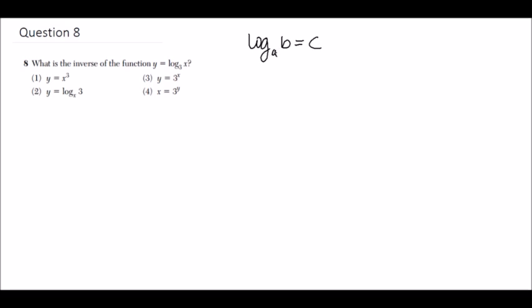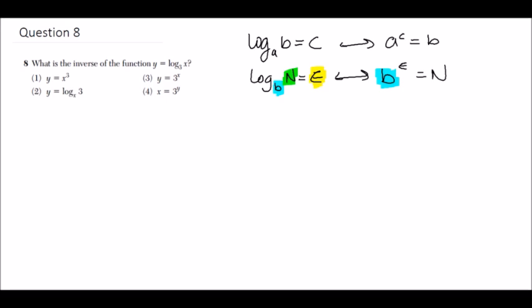The logarithm base a of b equals c is the exact same thing as a to the c equals b. You may have also seen this as log base b of n is e, where b represents the base, e represents the exponent, and n represents the number. So we can easily convert that then: base, exponent, number.